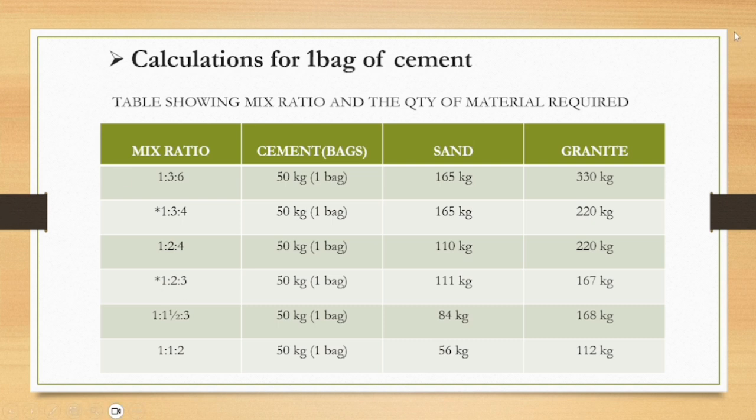Probably what you can do is to have a scale and measure this. I said batching is done by weight and by volume. So you can probably measure this from a scale and know the quantity you need. So that is that for that. So that is all in today's video. Through the video, I've been able to teach you how to calculate the amount of sand, cement, and granite you need for your job.